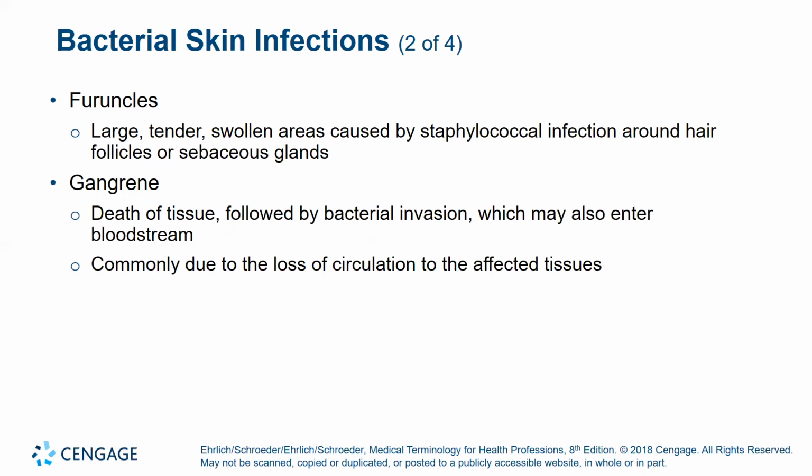We have gangrene, commonly due to the loss of circulation to affected tissues. So it's death of tissue. And this usually is followed by bacterial invasion. It may also enter your bloodstream.